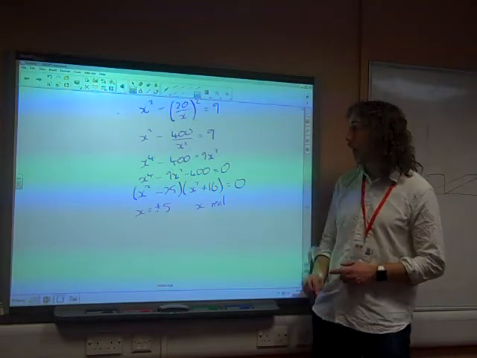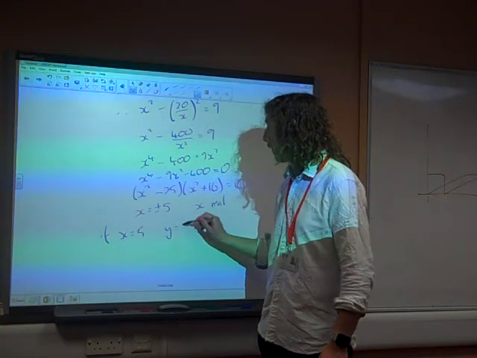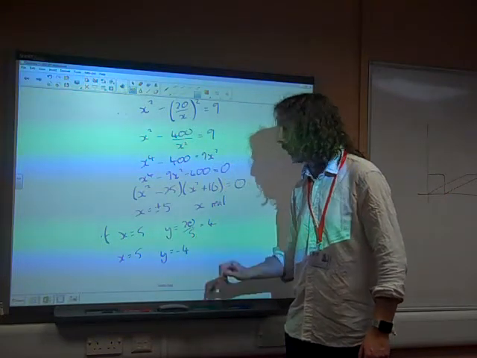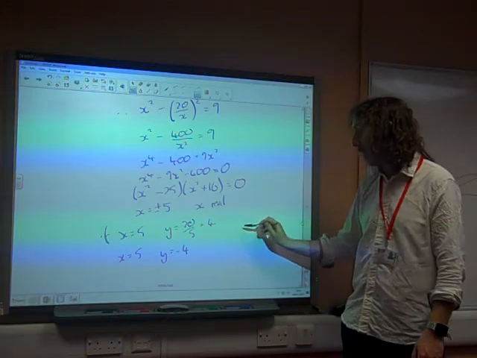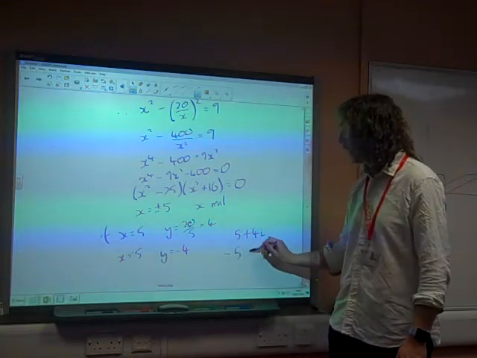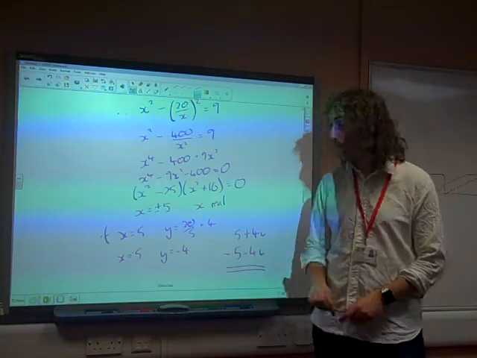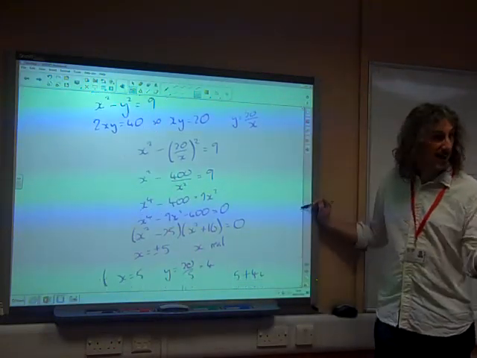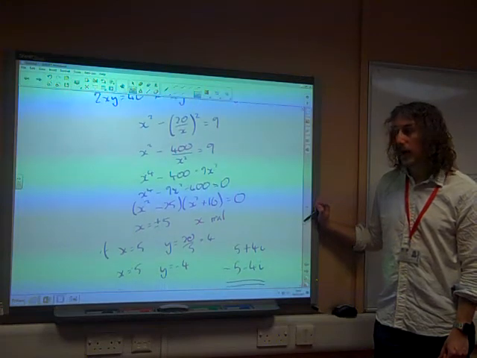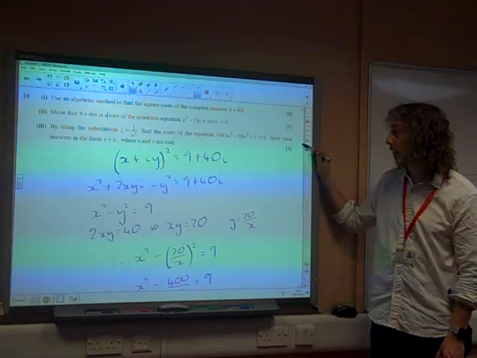We've got those two. y was 20 over x. So if x equals 5, y equals 20 over 5, which is 4. If x equals minus 5, y equals minus 4. And so the numbers we are looking for are 5 plus 4i and minus 5 minus 4i. They are the square roots of that number. 6 marks, and it's a standard flow through a question, isn't it? It's something that we really ought to be practicing and knowing that we can just do whatever numbers we end up with. So that's a really nice 6 marks at the end there.